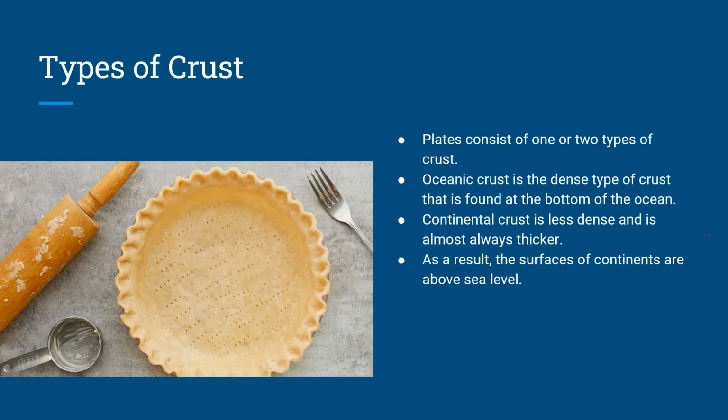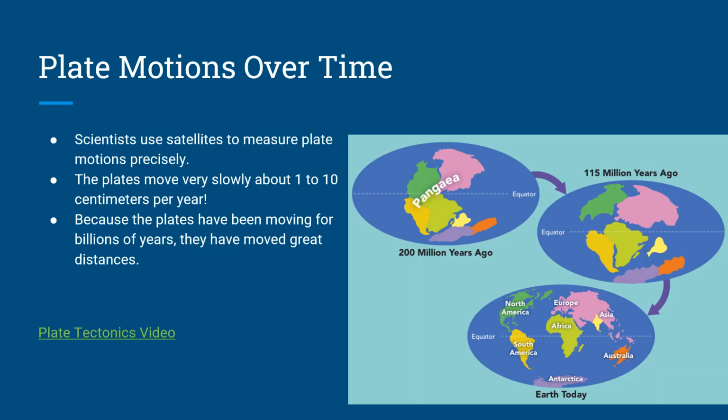Types of crust. So plates consist of one or two types of crust. You have the oceanic crust, which is the dense type of crust that is found at the bottom of the ocean. And then you have the continental crust, which is less dense and is almost always thicker. As a result, the surfaces of continents are above sea level. Plate motions over time. Scientists use satellites to measure plate motions precisely. The plates move very slowly, about 1 to 10 centimeters per year. Because the plates have been moving for billions of years, they have moved great distances.